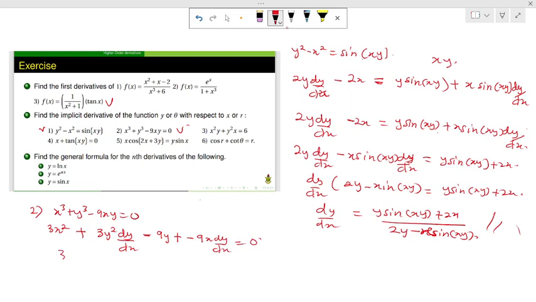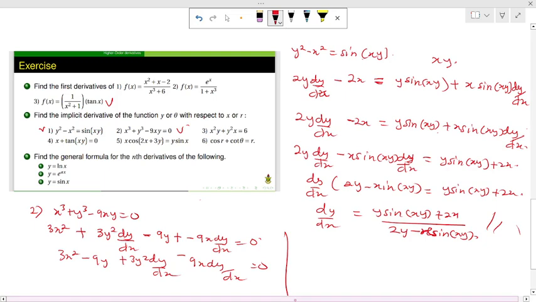So at this point, I'll have 3x squared minus 9y plus 3y squared dy over dx minus 9x dy over dx. As usual, we are looking out for dy over dx, so I'll group that at one side. I'll carry the others to the other side. So I'll have here 3y squared dy over dx minus 9x dy over dx is equal to 9y minus 3x squared.